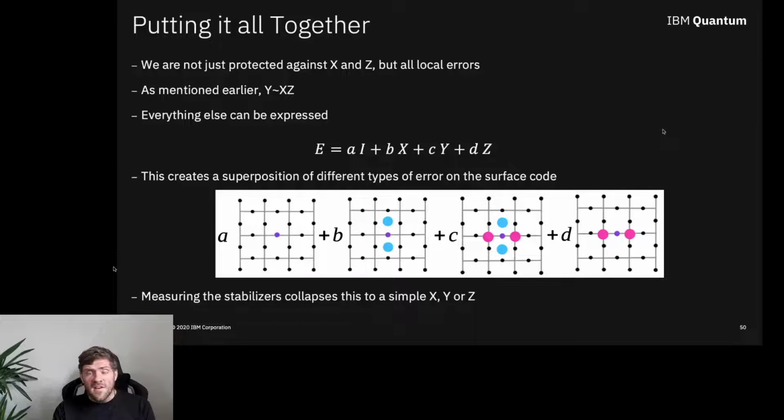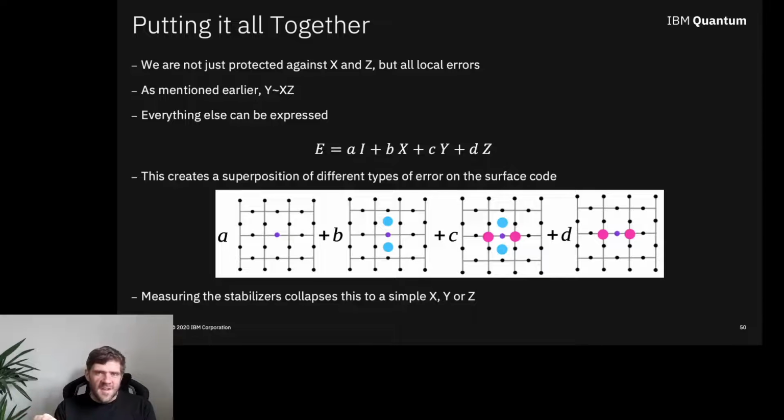Yeah, so as we said last time, any error can be thought of as a superposition of X and Y and Z and nothing. So if we think of a general error being applied to this, it will actually create a superposition of no error, or a bit flip error, or a bit and a phase flip error, or just a phase flip error. And when we measure the syndrome, it collapses it to one of those possibilities. So complex errors just become essentially Pauli noise.